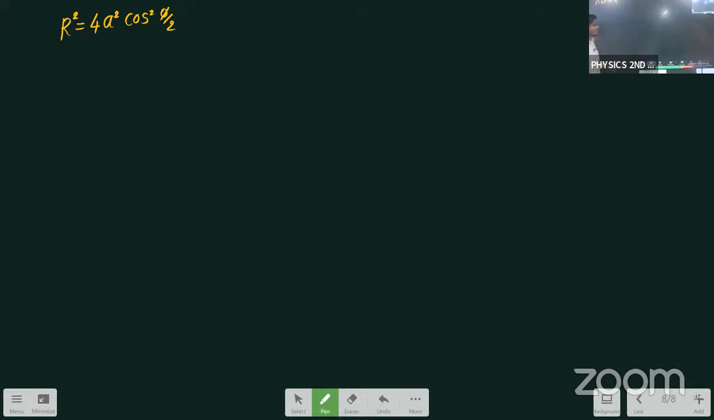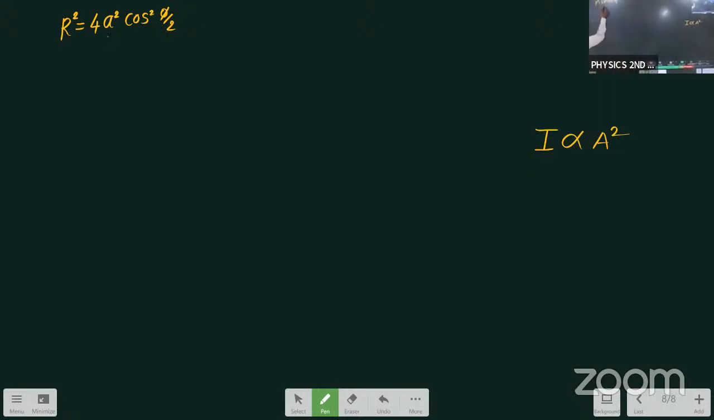What is the relation between intensity and amplitude? Intensity is directly proportional to the square of the amplitude. You might have studied this in the waves chapter. If I want to write this expression in terms of intensity, what can I write? Intensity is directly proportional to a square.